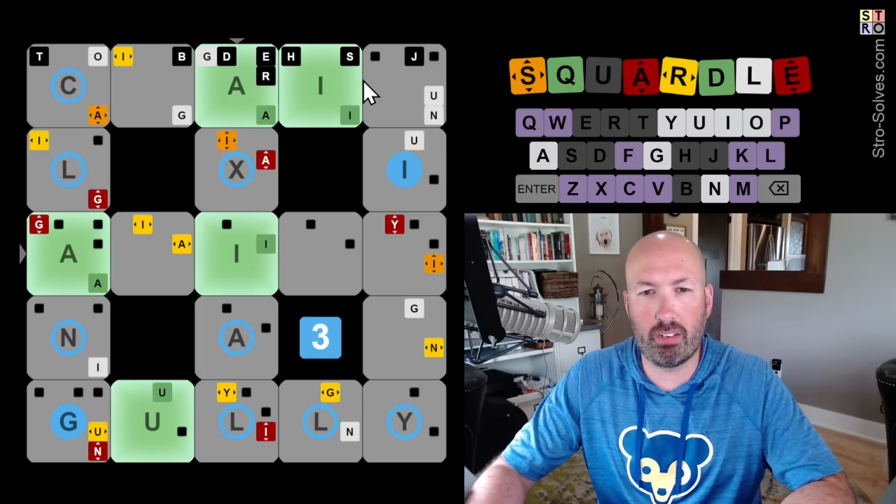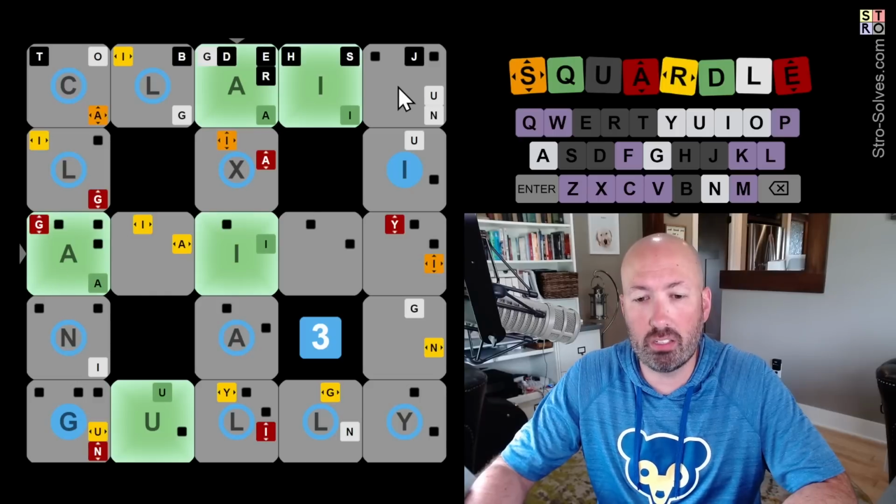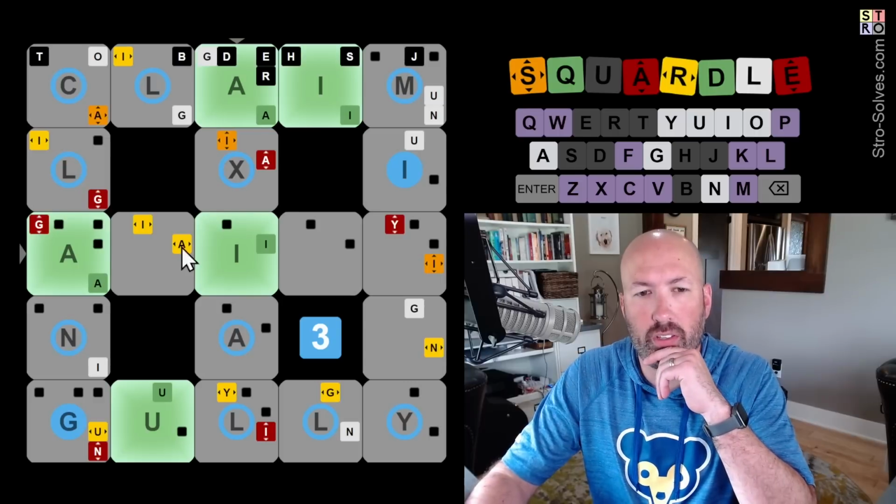Still not sure what's up here, because we don't have an H. I want to put an H after that C. Could put an L, I guess. Claim? Something like claim would be good. I'm still not sure what this middle row is gonna be.